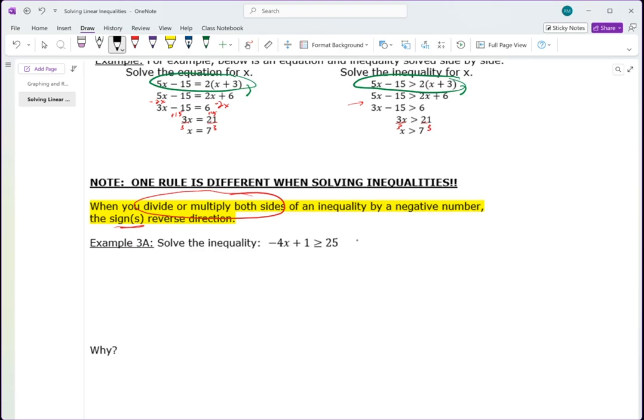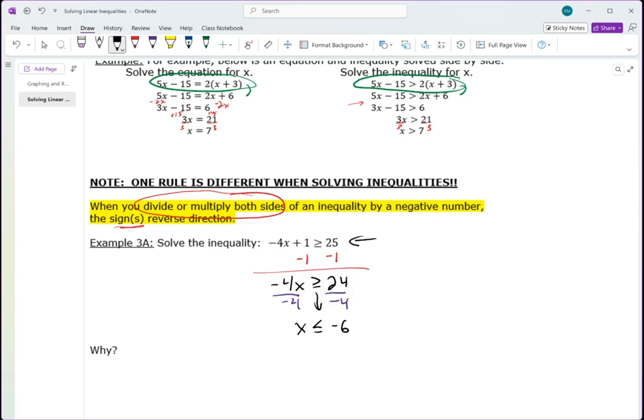In this case, if we're looking at this equation right here, to get x by itself, we would start by subtracting 1 from both sides. Then we would have negative 4x is greater than or equal to 24. And then we would divide both sides by negative 4. In doing that, we would end up with negative 6 over here, and our sign is going to flip.